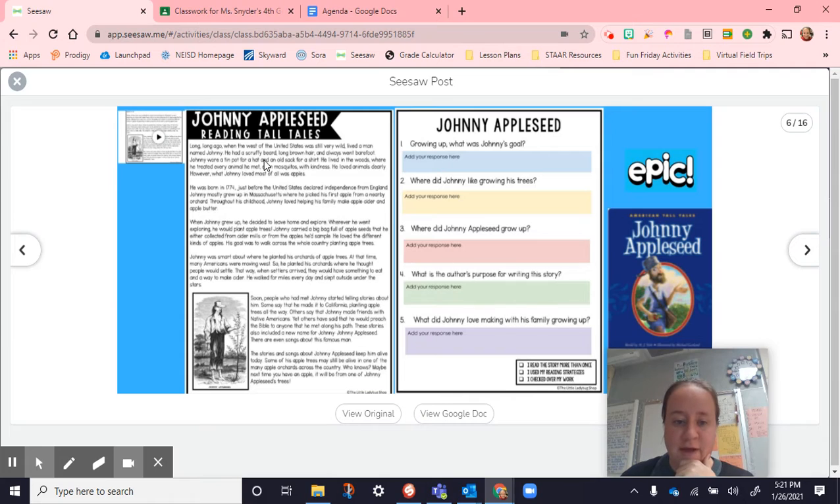For the comprehension questions, if you found your answer in the text, please go highlight it. So if it says, growing up, this is what Johnny's goal was, go highlight it in blue. If you find out where he liked growing his trees, go highlight it in yellow. So match the question, match that evidence, and when you're done with that, filling out these, we headed over to Johnny Appleseed, and you have the book there in Epic. There's the name and the book cover, so you can see which book it is.